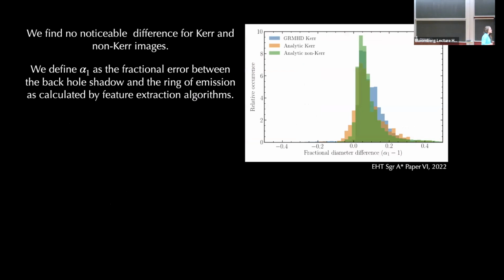For paper 6, we used essentially the same set of simulations that I just showed you from those other papers, but we also added to it significantly. This is a histogram of the fractional diameter difference between these 2 features. We had essentially three data sets that we used to make this calibration. The first is shown in blue, and that's from the GRMHD Kerr models. We have hundreds of thousands of images that were used in this analysis.